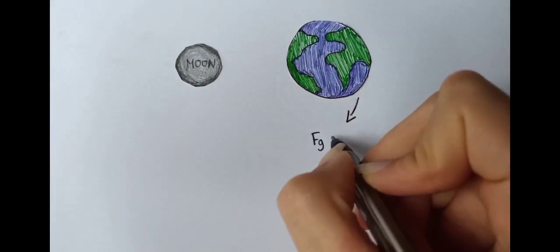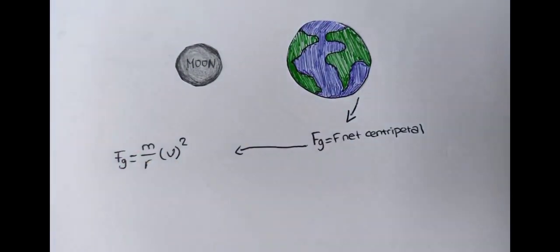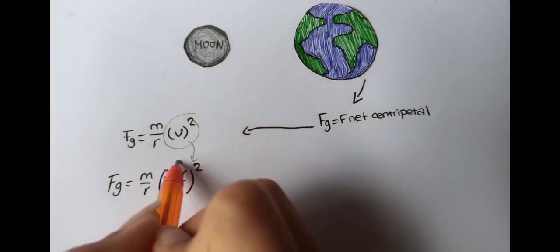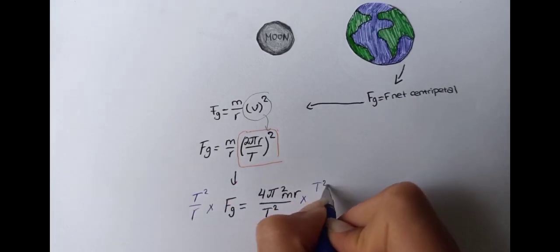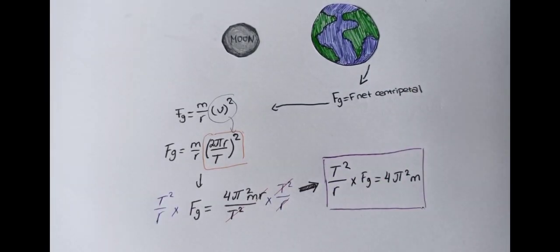It says that the gravity force provides the net centripetal force and pulls the moon around. We can take the speed and put distance over time, which will be the circumference. Now that's simplified and multiplied both sides by t squared over r. And we almost end up with Kepler's third law, except we need the r to be cubed.